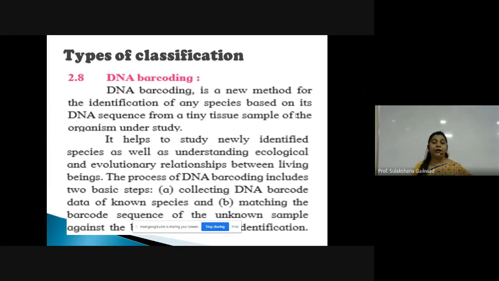The next one is DNA barcoding, a recent one, which has a variety of DNA barcodes in it. You know, DNA has a code. You must have studied, or if you have not studied yet, or you don't have an idea, in standard 12th you will be talking about this.